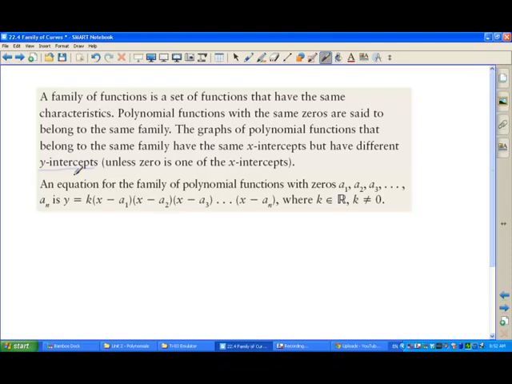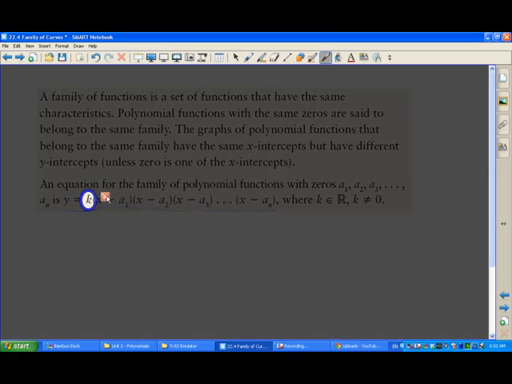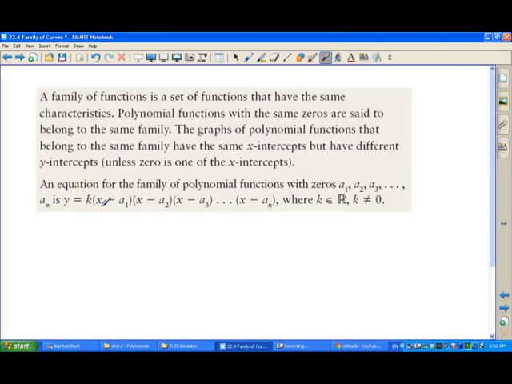A general equation for these families that have zeros of a1, a2, and so on, would be this: however many x-intercept factors we have, all multiplied by a k value, some constant that represents a stretch or a compression or maybe a reflection. And the k value has to be an element of the real numbers, and k has to be not equal to 0. So that's what we're working with today. Let's take a look at some questions.